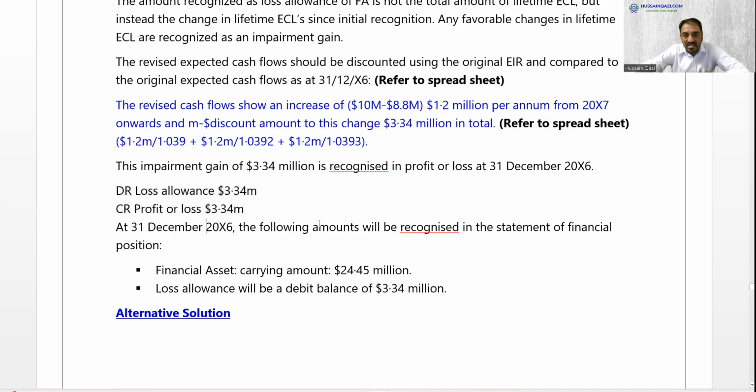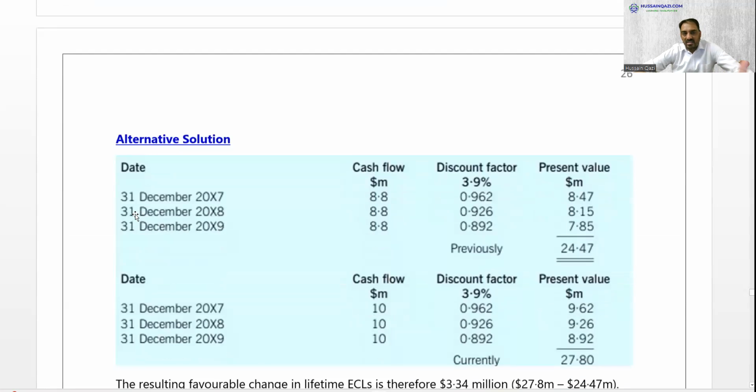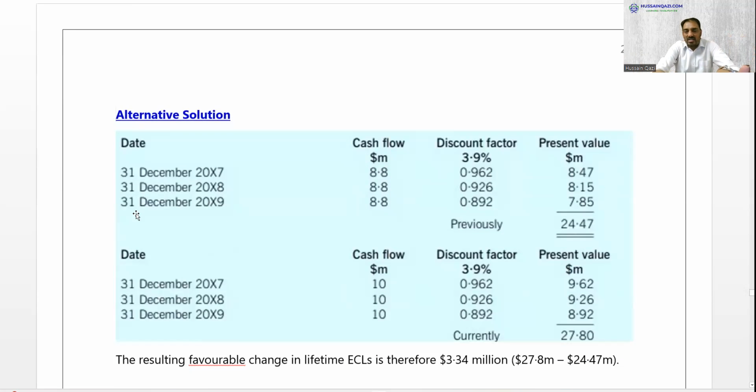Mention the double entry at 31st December X6: the following amount is recognized in the financial statement: financial asset carrying amount 24.245 and loss allowance debit balance 3.34. There is an alternative solution for the gain, but what I personally think is that if you have already understood that point, there is no need to cover the alternative solution.